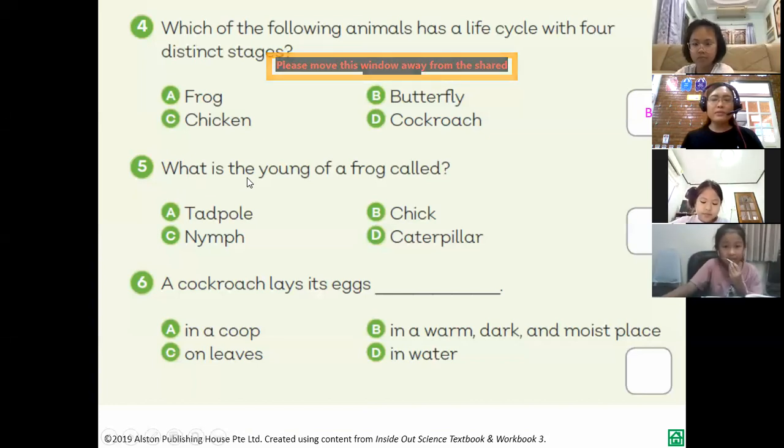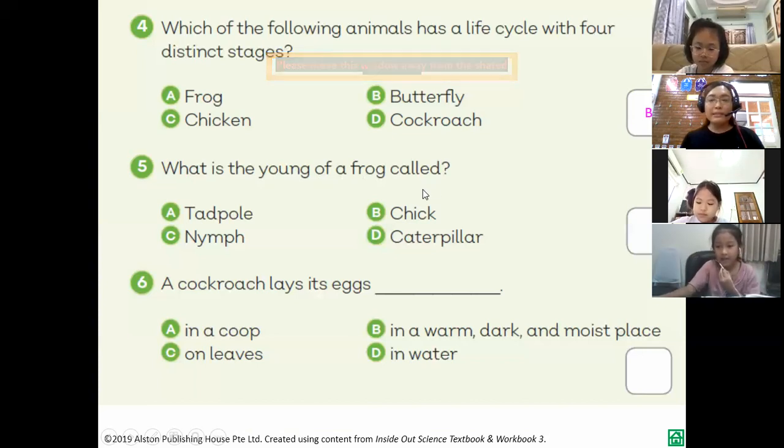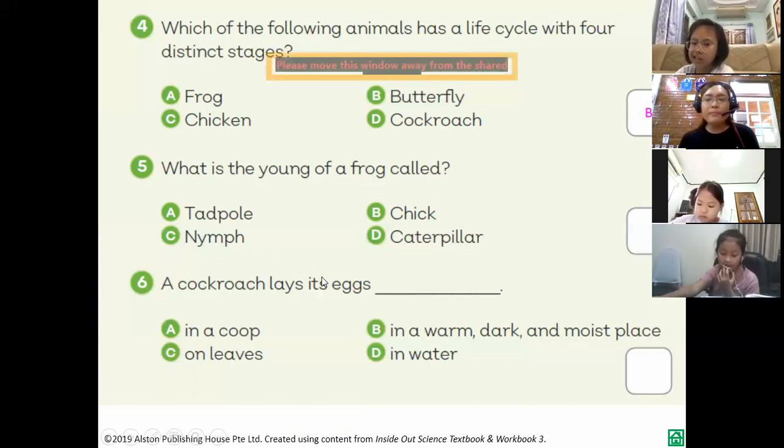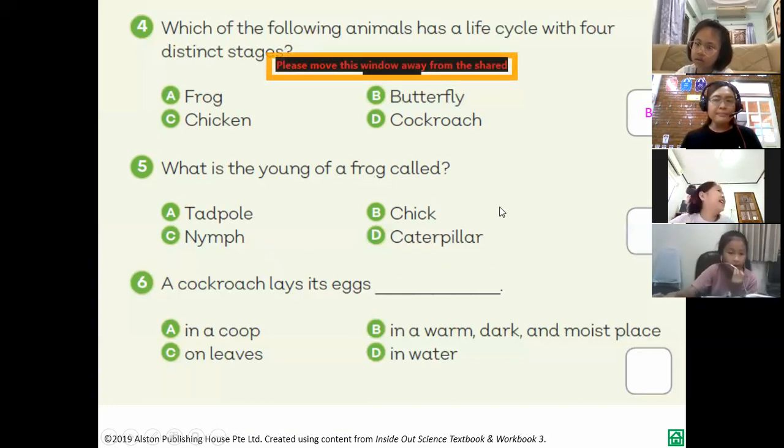Number five. Bookmai, you read number five. What is the young of a frog? A, teacher. A. What letter? A. What is A? Very good. A. Yes, there is letter A. You check that.